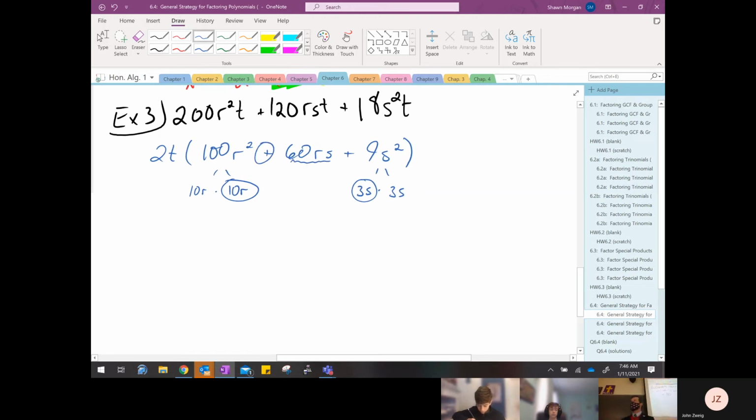Now here's the $5 question. Drew, how does a PST factor? How does a perfect square trinomial factor? I'm going to keep my 2t on the outside. What's the template for a perfect square trinomial?